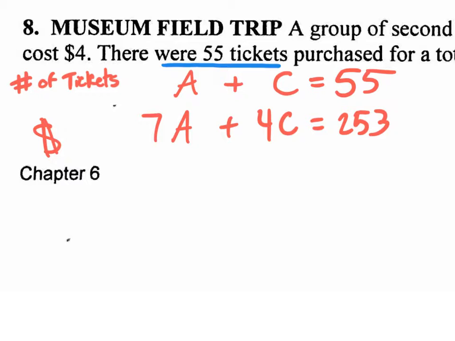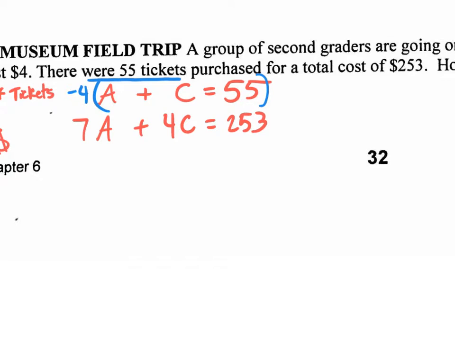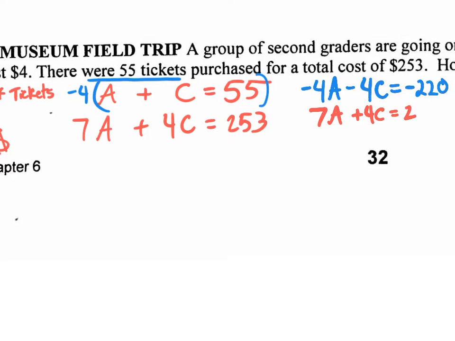Now you just need to manipulate it to get something to cancel. So what do you think is easier to cancel out, A's or C's? C's. So let's cancel out C's by multiplying the top equation by -4. If we multiply the top one by -4, we're going to get a new top equation that reads -4A minus 4C equals 55 times 4. Actually, 55 times negative 4, that's negative 220. And then on the bottom equation, we're just going to leave it 7A plus 4C equals 253.